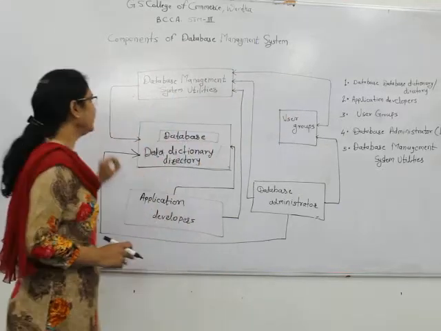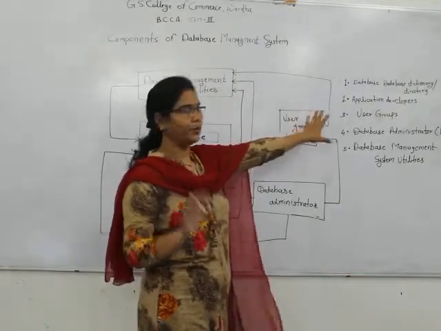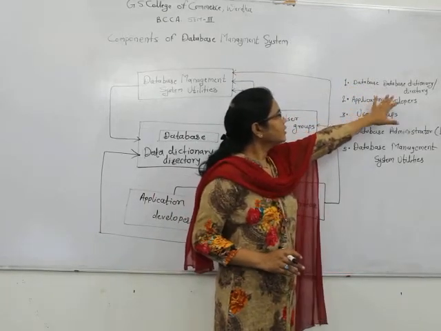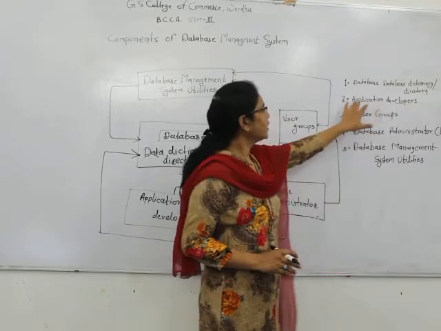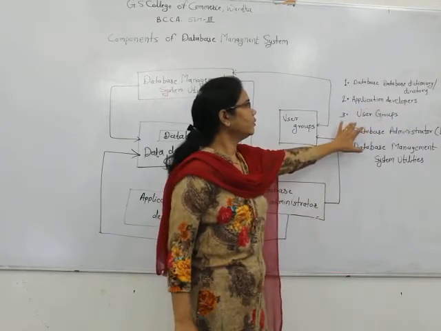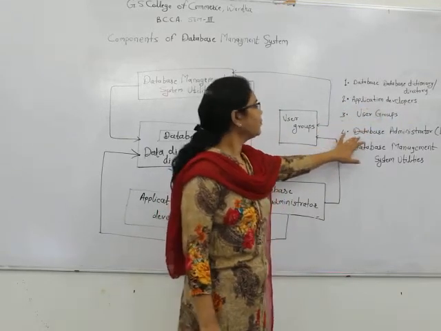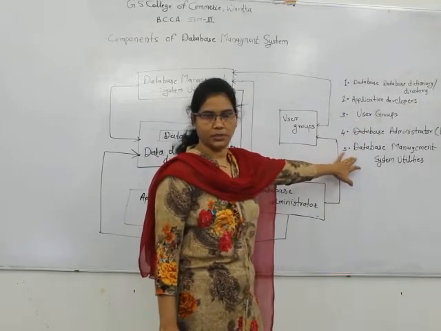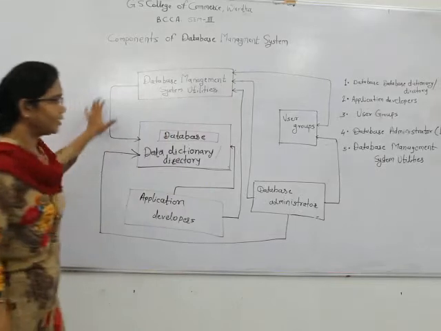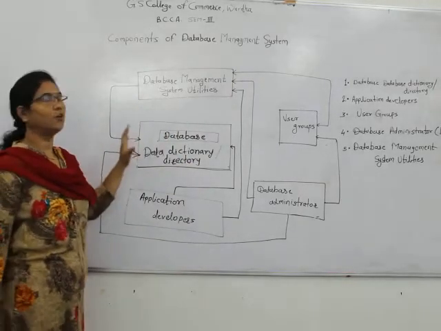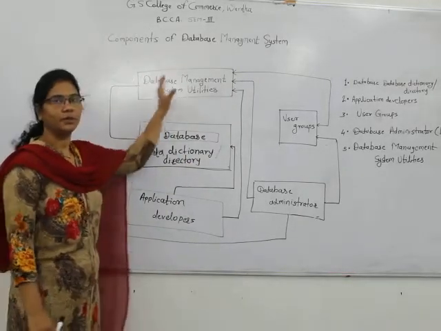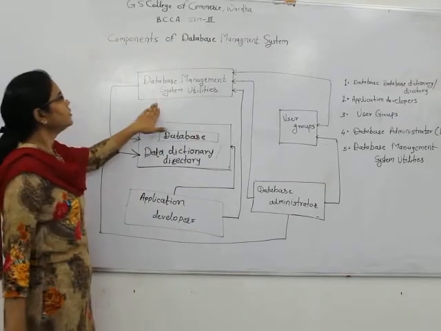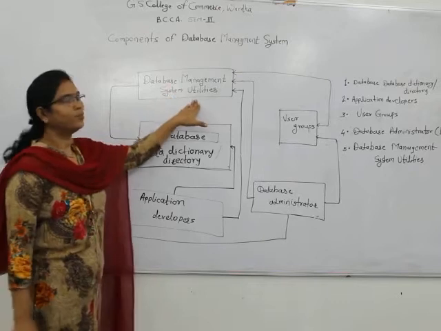So basically there are five components. First is database dictionary or database directories. Second one is application developer. Third one is user groups, database administrator and database management system utilities. How these components of database management system are connected, this diagram will show. So first, database management system utilities.